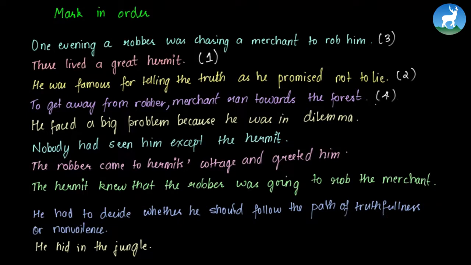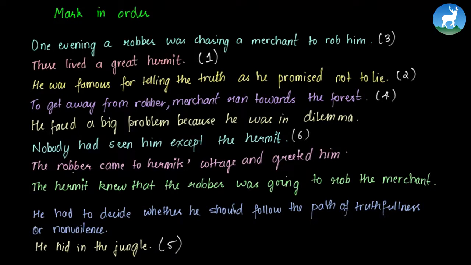Now in the fifth point, we have as the merchant runs towards the forest, he must hide somewhere, right? So here in the last point, we have he hid in the jungle. So this becomes the fifth point in the story. Next, we know that nobody had seen him except the hermit. The hermit saw him because the merchant was running towards the forest where the hermit lived. So while hiding in the jungle, the hermit saw the merchant, but nobody else did. So this is our sixth point.